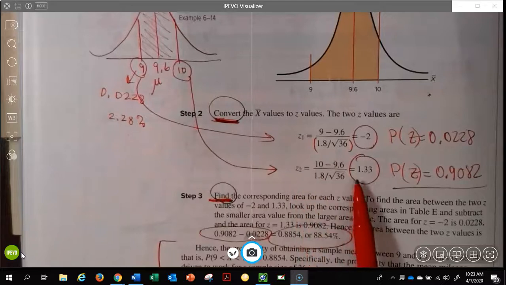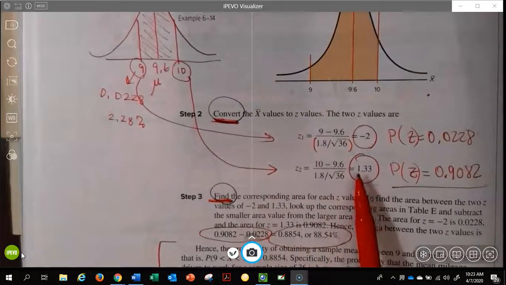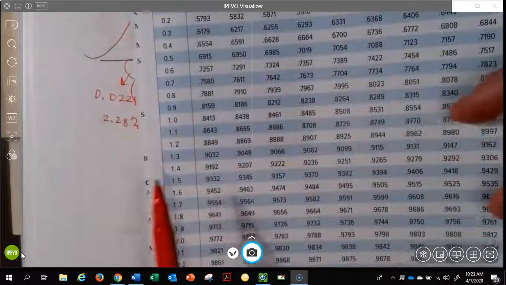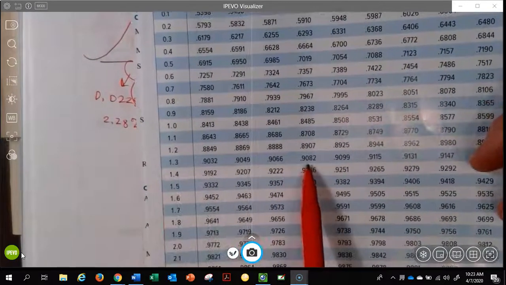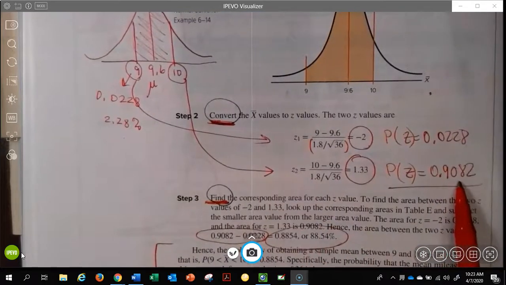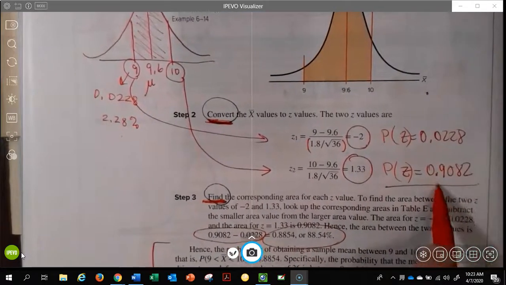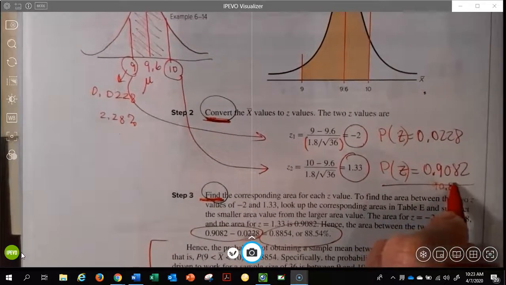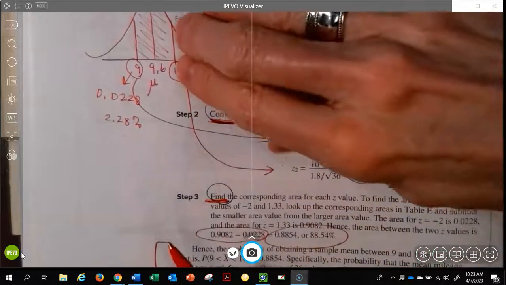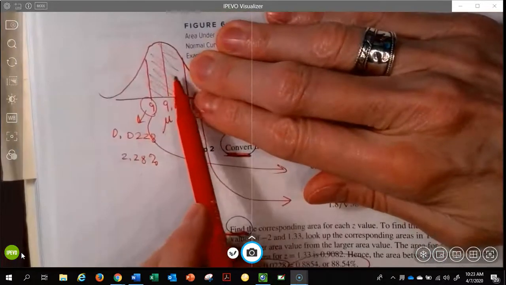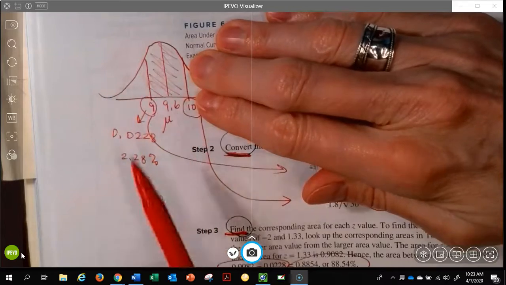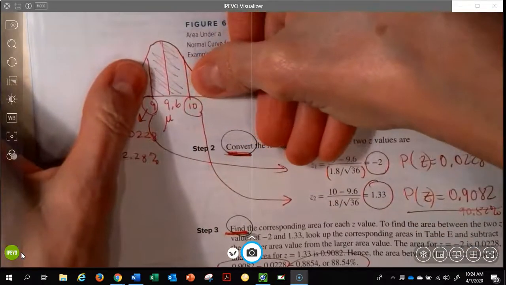So when I look at my 10 number at 1.33, let me go to my positive side and find 1.33. It's a 0.9082, or about 90.82% of these values are going to lie all the way on the left side of this 10. What I'm looking for is the information in between.